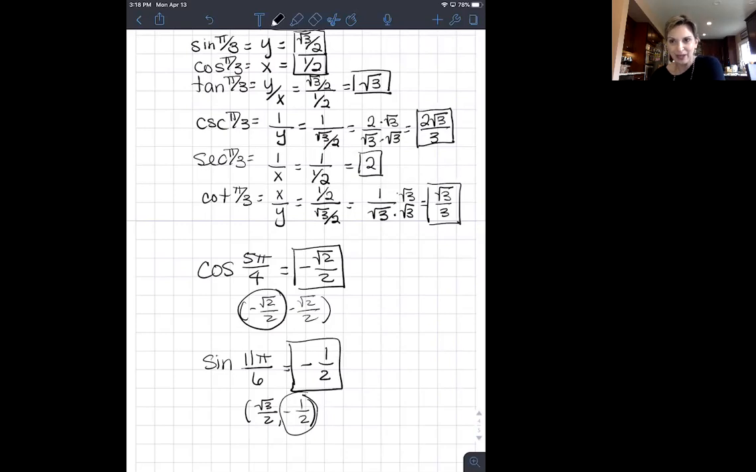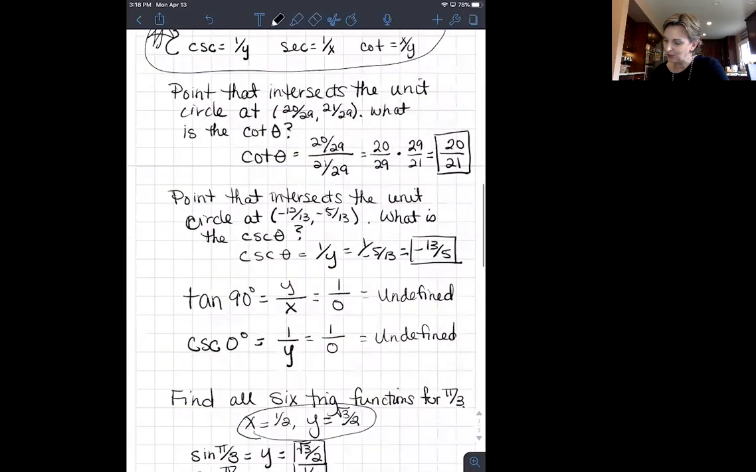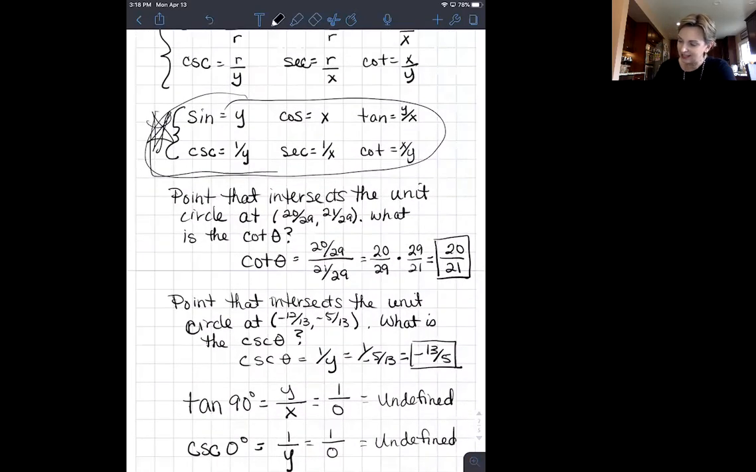Not too bad. Actually, when you get down to it, you're just pulling the coordinates off the unit circle, and then you're just using these handy hints right here to know which, the x or the y or the combination you use to find the trig function. And that's it. You're using your unit circle to find your 6 trig functions.